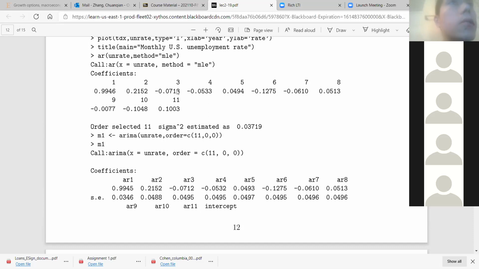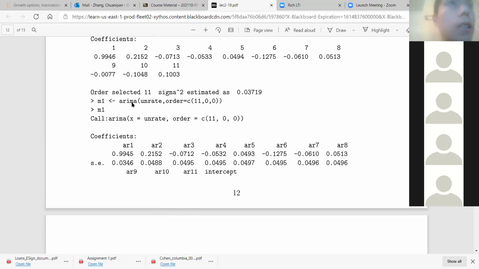I think they neglected some steps, right? Why did they select 11? I think they might need to show the PACF, the partial autocorrelation. I'm pretty sure there are figures, okay? And then they would show the order selected is 11. I think 11 is selected here because it gives you the largest value, simply the largest value here, right? And then you estimate.